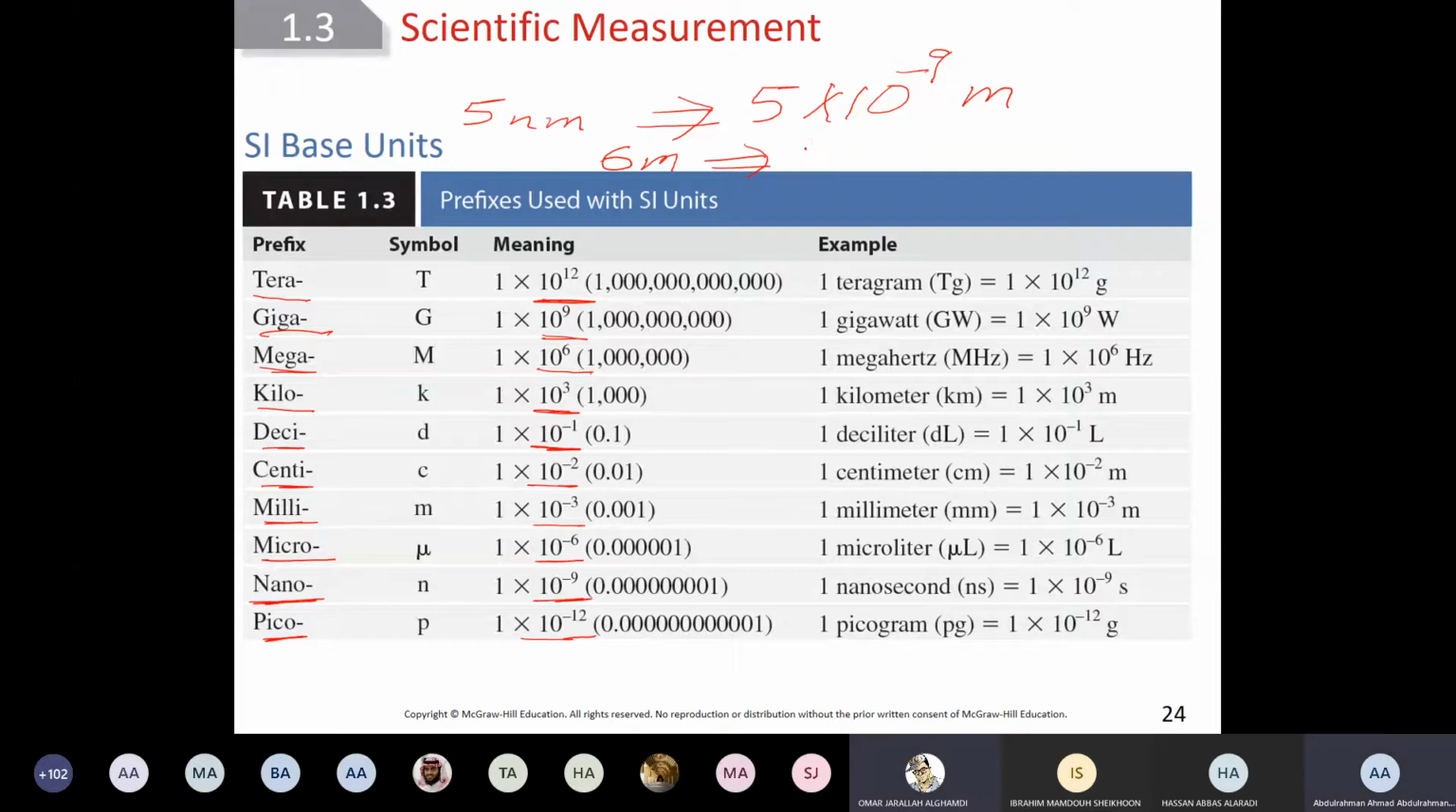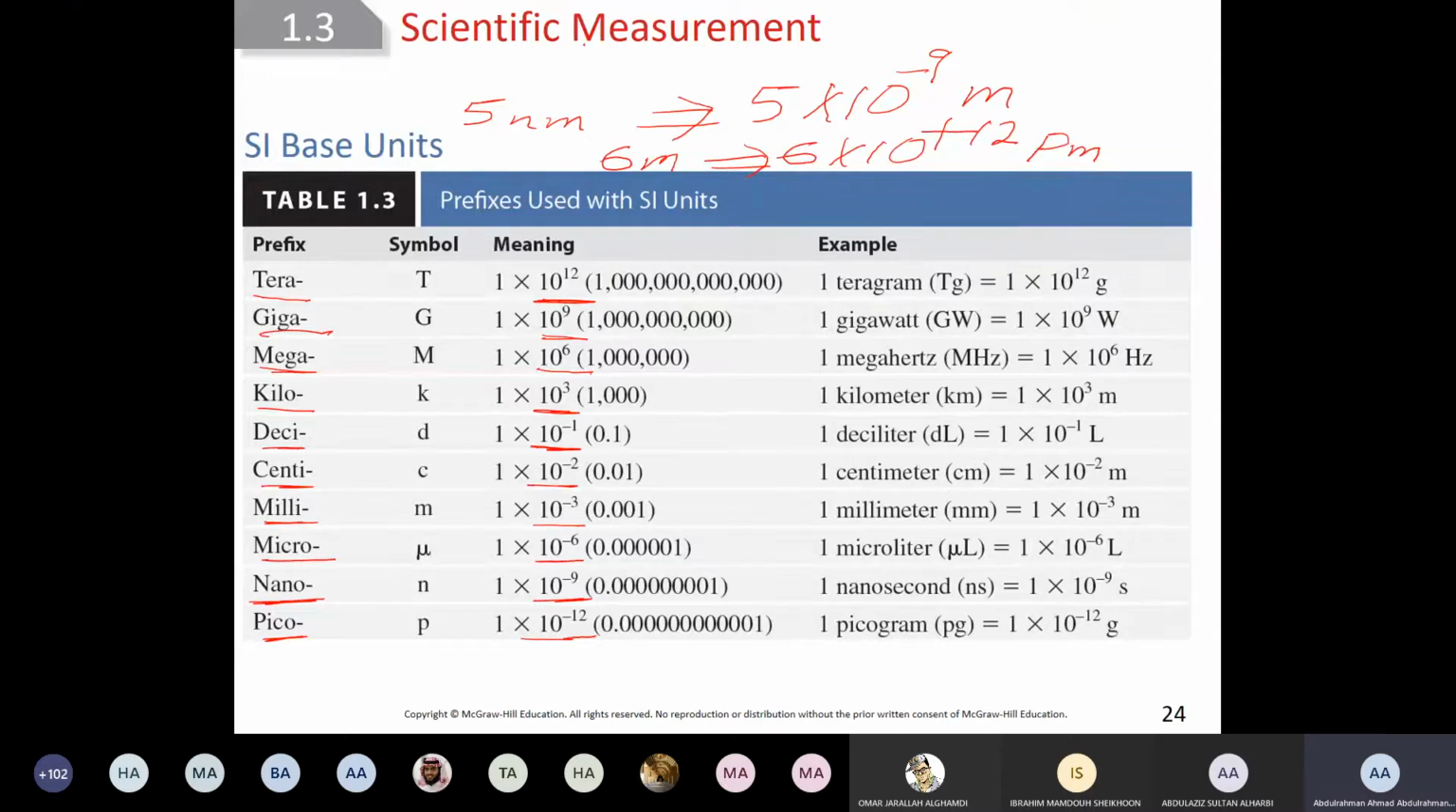Minus 12. 10 to the power minus 12. Now, listen to me carefully. I have 6 meters and I want to change it to picometers. 10 to the power 12. Say 6 times 10 to the power plus 12 picometers. Is this clear? Why? Because I'm changing from meter to picometer.